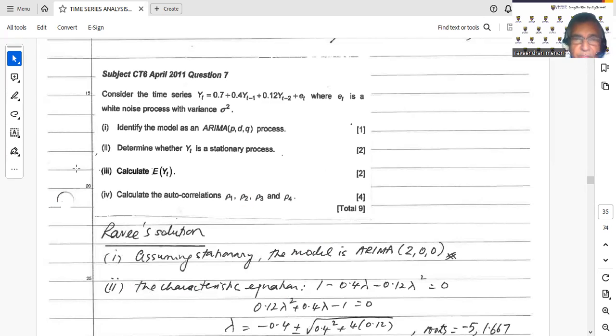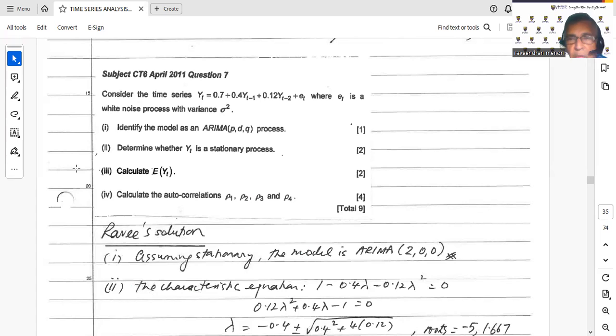Assuming stationarity, okay, assuming that we have a stationary process, the model is ARIMA 200. Remember, we had the same example just now. So we are assuming this process is stationary. Don't worry about it, we will show stationarity in a minute, but since they've worded the question like this, we can write it's ARIMA 200.